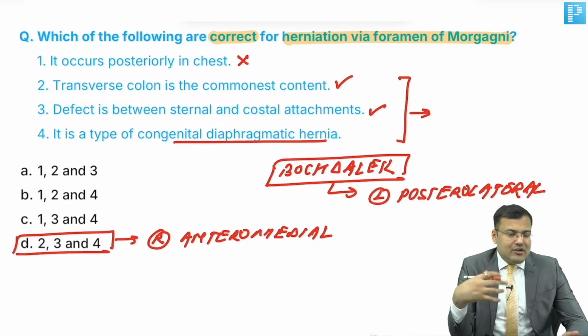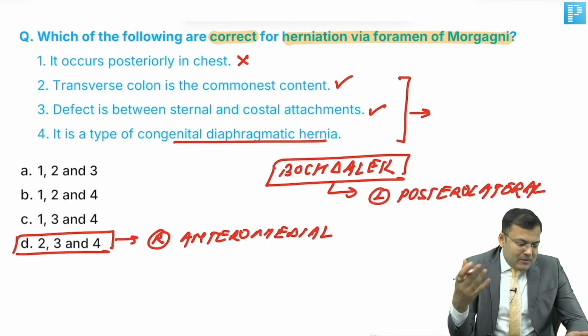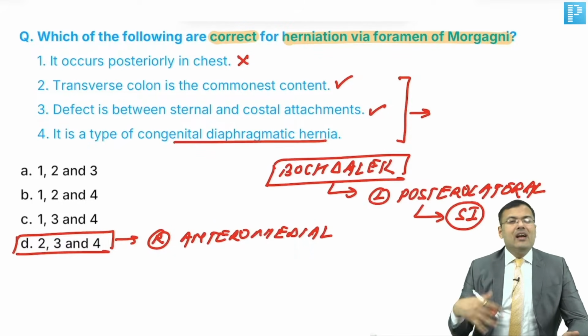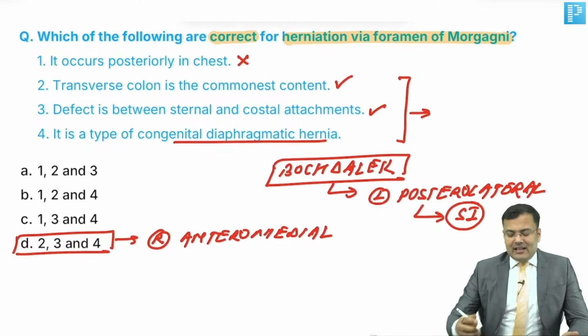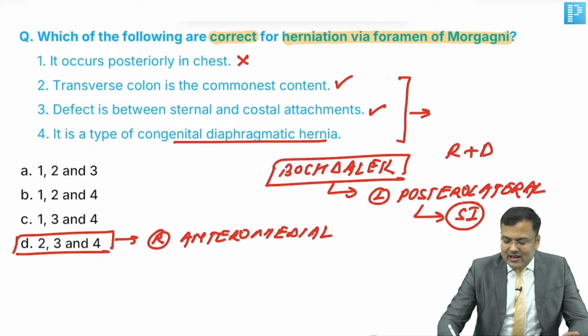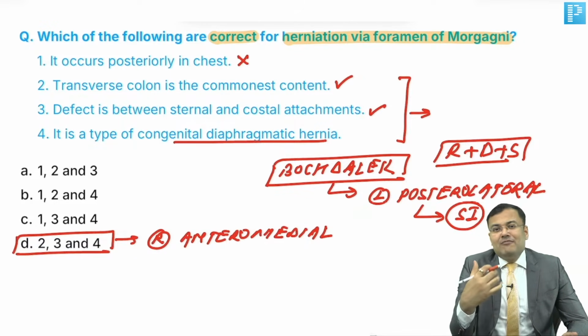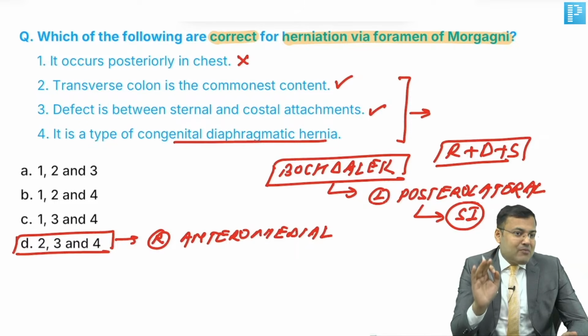Can anybody tell me what's the content in Bochdalek hernia? Most common content. So what is the most common content guys? Here the most common content is small intestine. And you know that Bochdalek hernia is characterized by respiratory distress, dextrocardia, scaphoid abdomen. Most common cause of death, pulmonary hypoplasia. What is contraindicated? Bag and mask ventilation is contraindicated. These are important questions. So correct answer is option D.